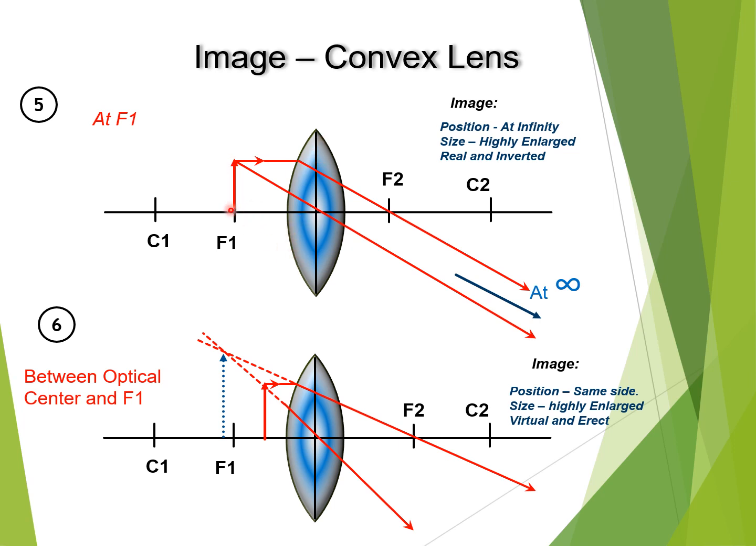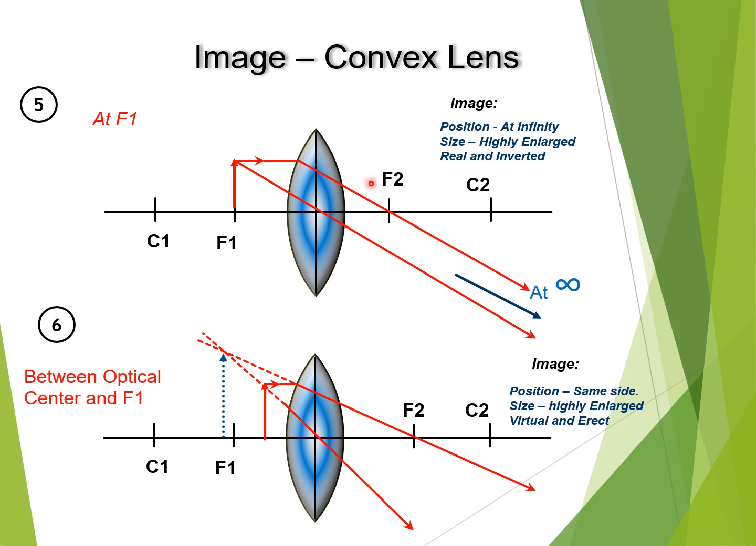Now the object is at focus point and two rays, one parallel to the main axis, it shall pass through the focus point on the other side, and second ray shall be passing through the optical center without any deviation. You can see now these two rays are parallel. So these two reflected rays are parallel and they will not meet. We can say they will be meeting only at infinity. And if they are meeting at infinity, their size is going to be very enlarged one.